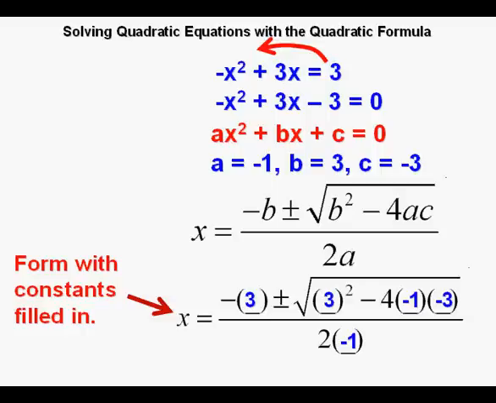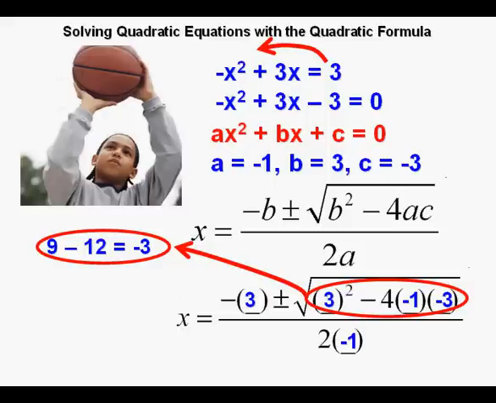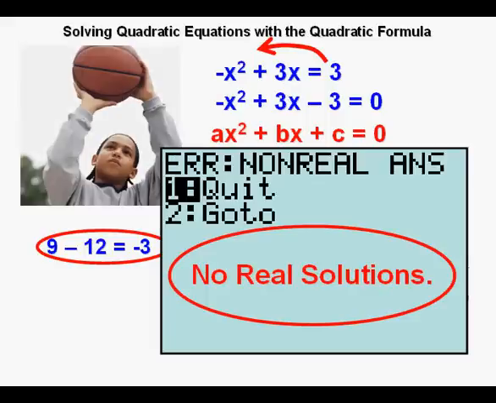The first thing we calculate is the discriminant under the square root sign. This simplifies to 9 minus 12, or negative 3. And since the square root of negative 3 is a non-real answer, we can say that this quadratic equation has no real solutions, no real numbers for x that make this equation a true statement.